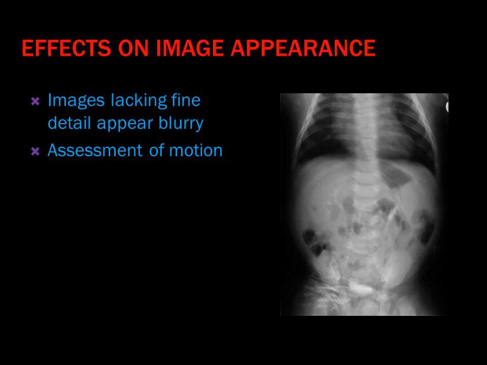Effects on image appearance. Images lacking fine detail appear blurry, and it's an assessment of motion. So it's better with clinical experience. The more you see, the better you get at visualizing motion. So in this image, if you look at the abdomen, you can really see the blurriness to it. It is an image of motion, or what we say is unsharp.